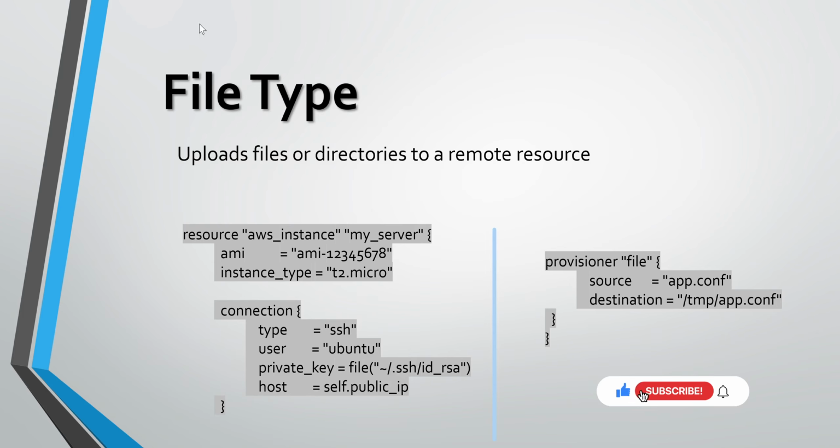The file type is another type of provisioner where you want to upload a file or directory to a remote resource. Of course, since we are talking about a remote resource, you have to provide a connection parameter. Then in the file provisioner, you have to provide the source file that you want to copy from local, and the destination, which should be your remote location. Make sure the remote location exists. That's why I'm putting /tmp here. The tmp folder always exists whenever you are creating the instance.